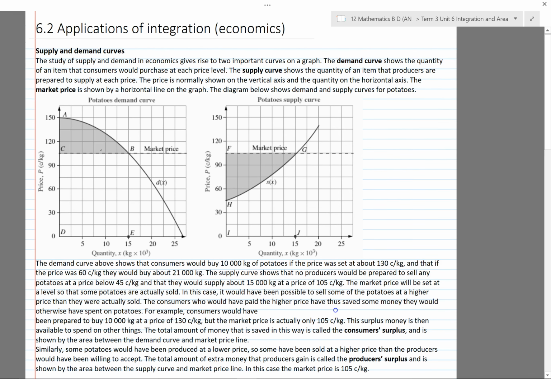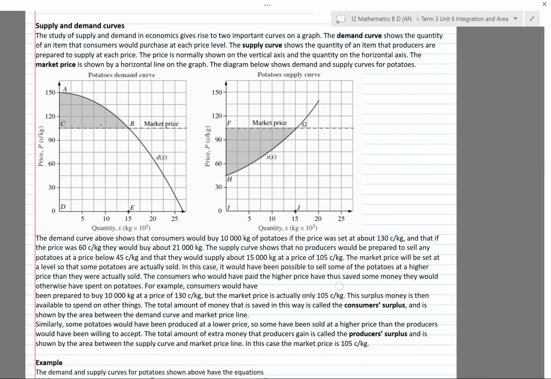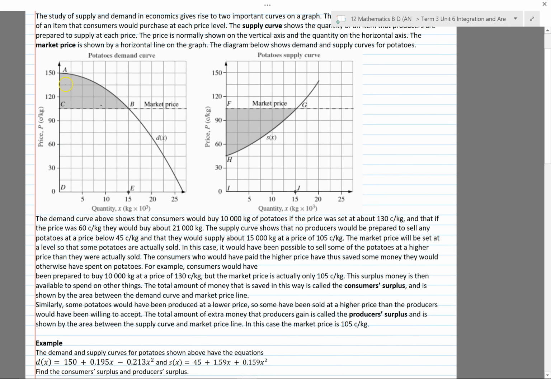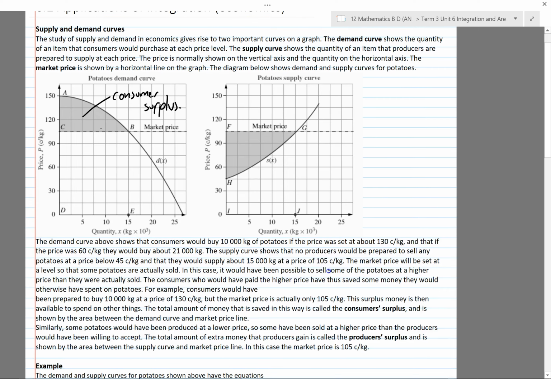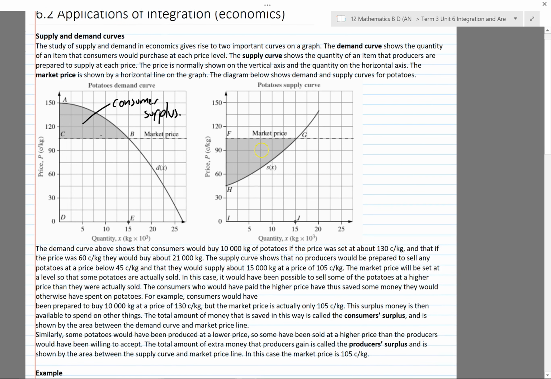Another context for us is in economics, in supply and demand curves. Again, you don't need to know this theory really well. If I have a demand curve, the area between the demand curve and the market price is called the consumer surplus. So this little area here is the consumer surplus, which is essentially money saved by the consumer who would have been prepared to pay more for a product than the market price. And the area between the market price and the supply curve is the producer's surplus.